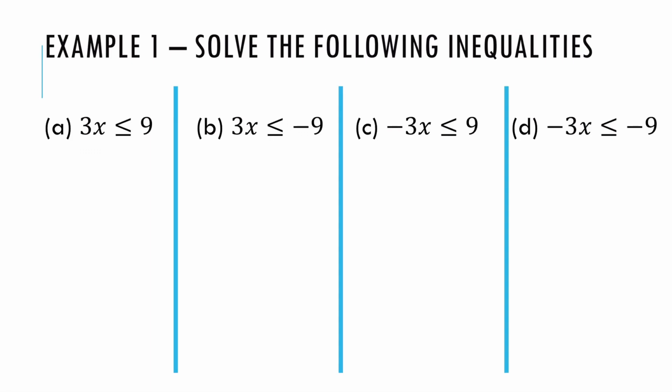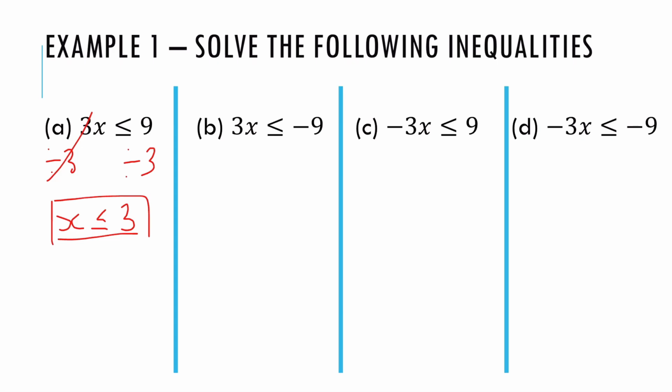So we're being asked to solve some very similar questions. However, the answer is going to change depending on whether we need to divide by a negative or not. So the first one, 3 is multiplying by x. 3 is not a negative number. We are dividing by a positive 3 here. Nothing needs to happen to the sign. We're dividing by a positive number, so we know that x is less than or equal to 3.